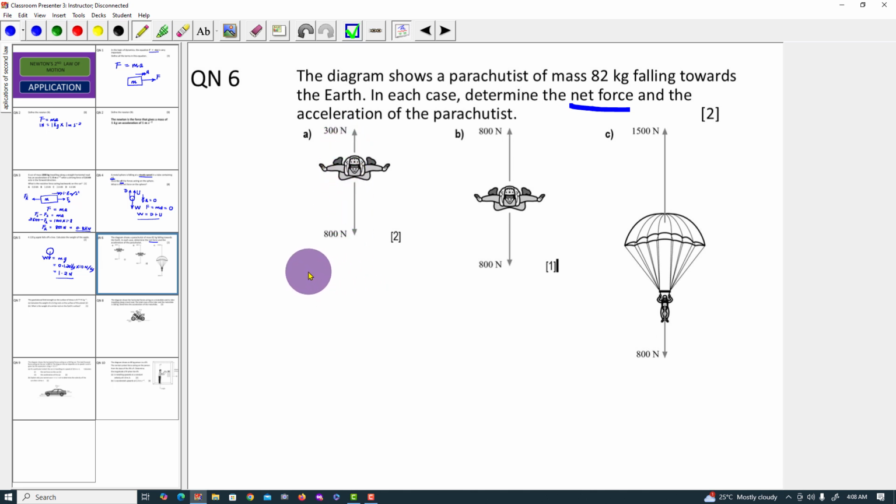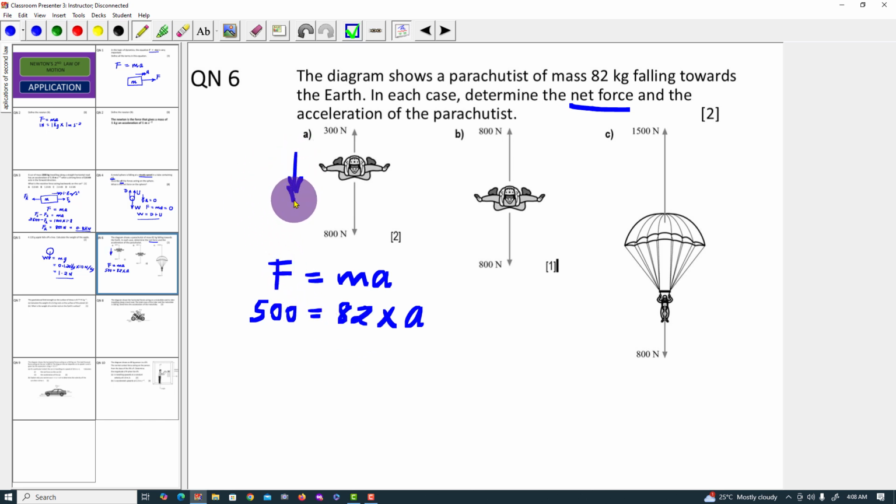Here you can see that when we use the equation net force is equal to ma, the net force is going to be equal to 800 minus 300, which is 500. The mass of the parachutist is 82 times a, and we are able to calculate the acceleration of this parachutist vertically downwards. Simply, a is equal to 500 over 82 meters per second squared.